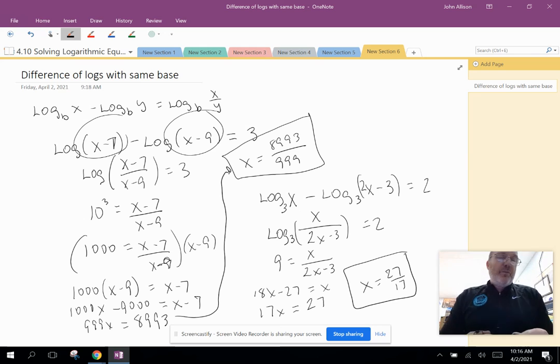Those are using those other properties, ways to solve equations. And that's our lesson 4.10.